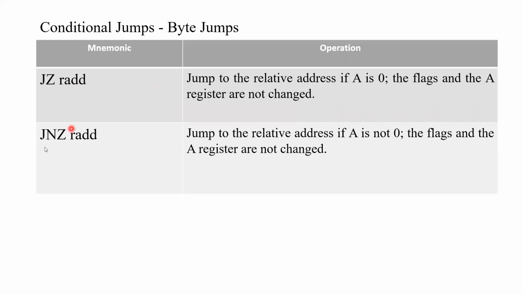Similarly, we have JNZ rel address. For this instruction, it will again compare the contents of the accumulator only. If the contents of the accumulator is not equal to 0, then only jump to the relative address. That's what it says: jump to the relative address if A is not 0. The flags and the A register are not changed here.